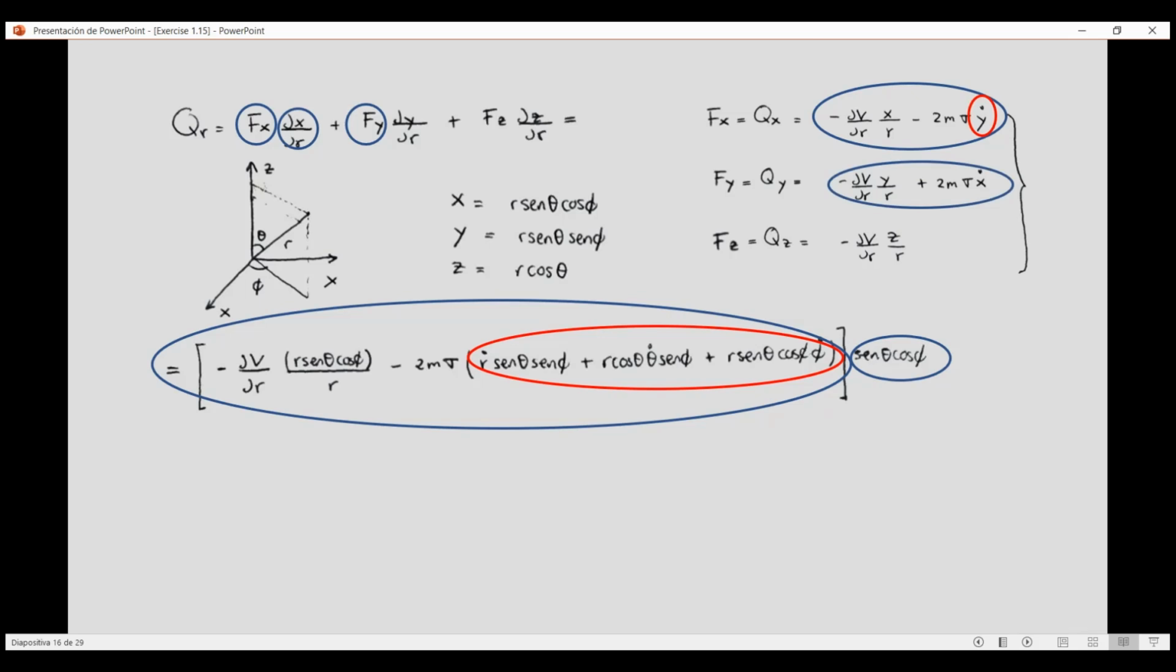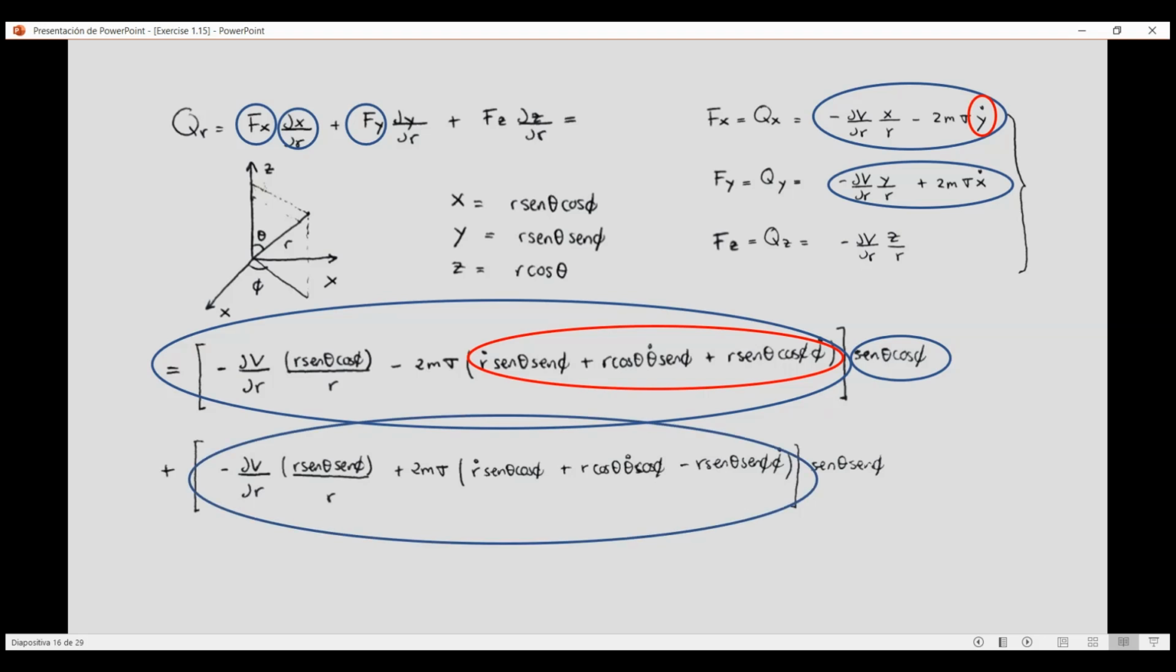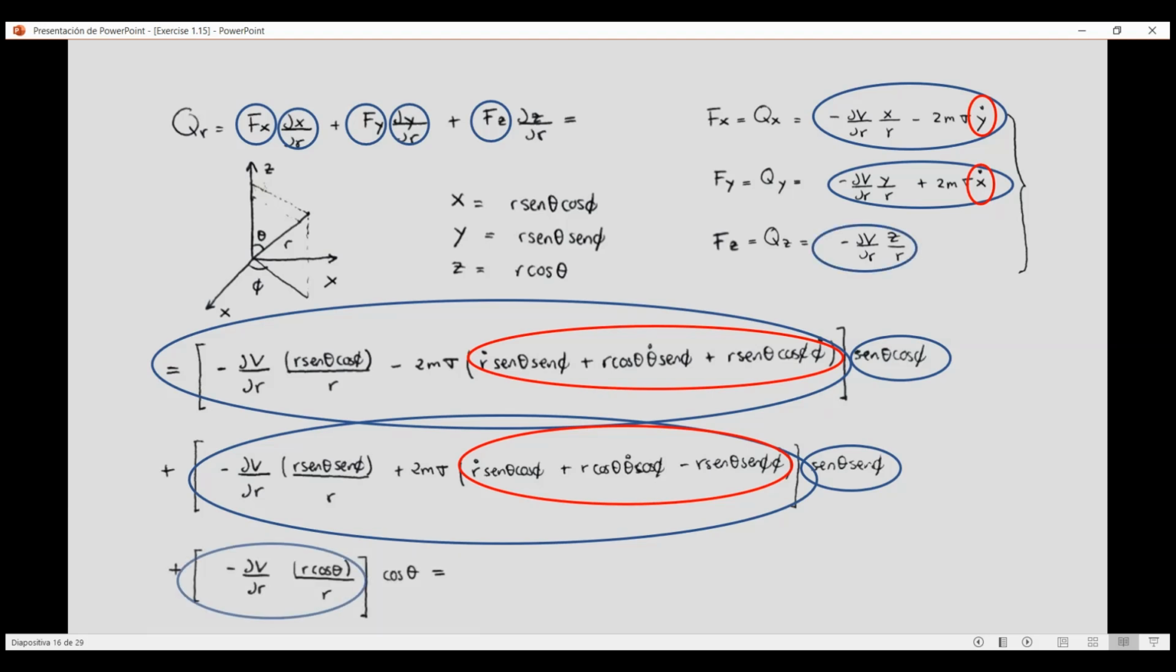Fy we calculated before was this. So fy equals this, and the partial derivative of y with respect to r is simply sine of theta sine of phi. And fz, which is a bit simpler since it doesn't have the term in sigma or the time derivative of coordinates, is simply this, and the partial derivative of z with respect to r is cosine of theta.